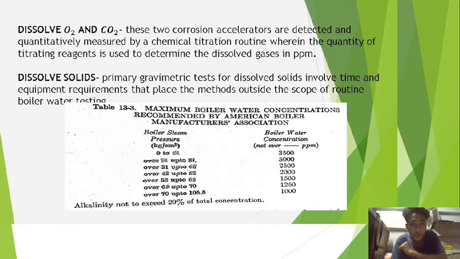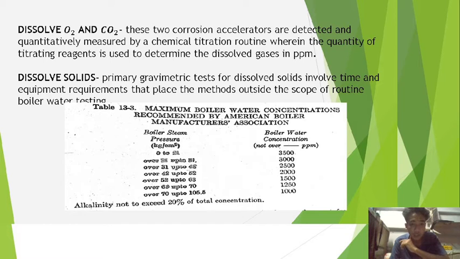So dissolved solids, primary gravimetric tests for dissolved solids involve time and equipment requirements that place the method outside the scope of routine boiler water testing. So dissolved solids are primarily tested by a gravimetric test. Since they are solids, it needs time, and equipment requirements that place the method outside the scope of boiler water testing.